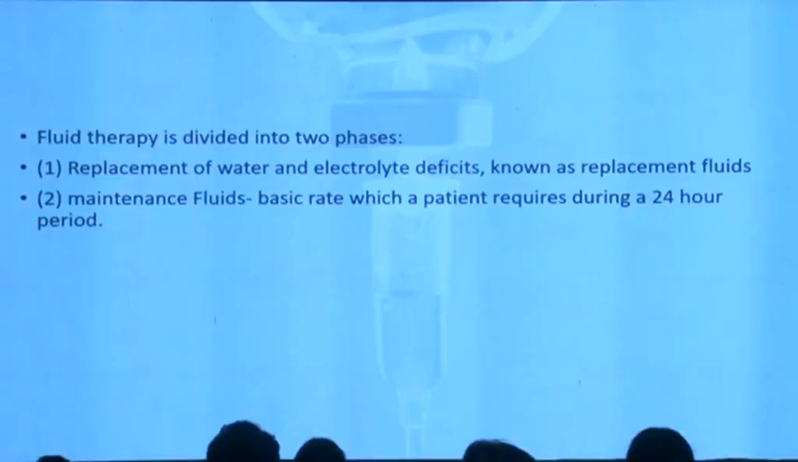So fluid therapy is usually of two phases. First, they are replacement fluids, and second are maintenance fluids. Now replacement fluids are given to replace the losses, and maintenance fluids if the child is not eating well, or if you have kept him NPO for any procedure or surgery, then you give maintenance fluids. And there is a difference between both types of fluids which will come on later on.